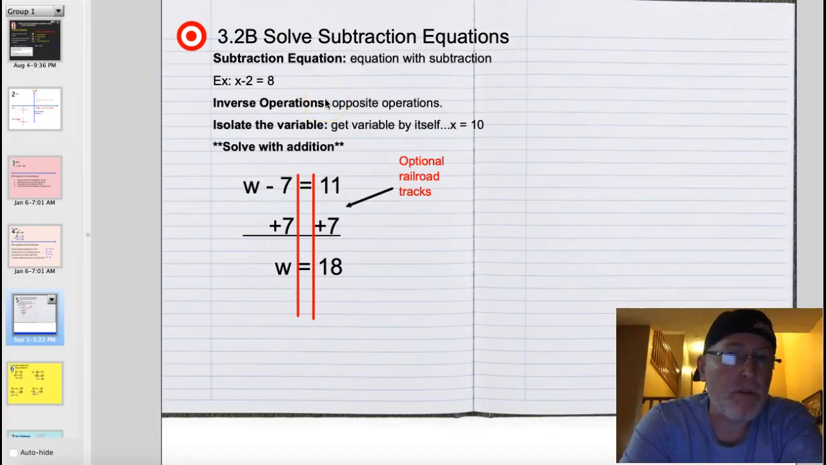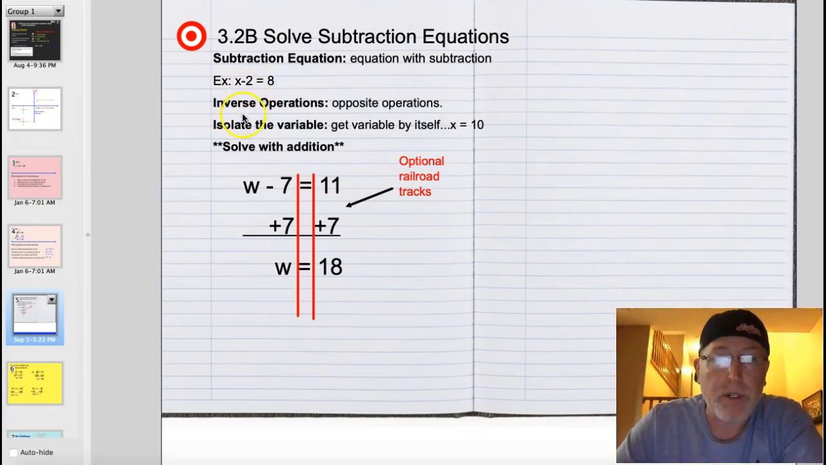A little more 3.2b action here to work through independently. Remember subtraction equations? They just have a subtraction sign in the middle, so it's x minus 2. X plus 2 would be an addition equation. We're using those inverse operations, like we have subtraction here, subtraction equations, so we're going to add to isolate this variable, to get it all by itself. And again, those railroad tracks are optional.